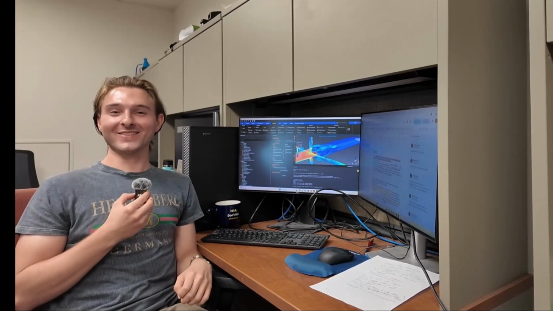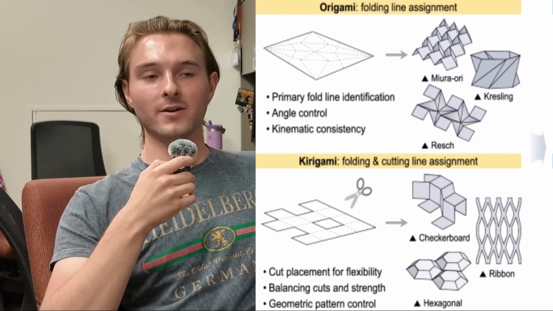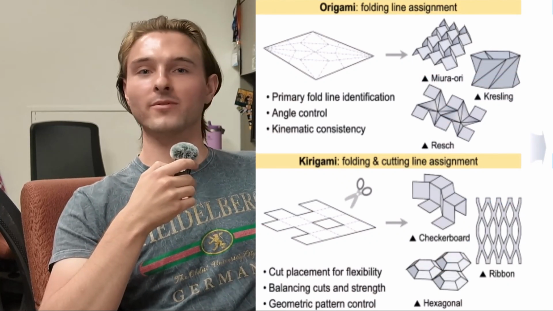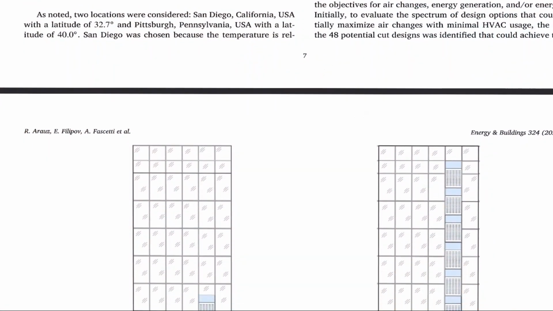Yeah, pretty much. So I've been performing computational fluid dynamics simulations to model the airflow through what we call kirigami-inspired building facades. Kirigami, what is that? So whereas origami is the Japanese art of paper folding, kirigami is the Japanese art of folding and cutting paper.